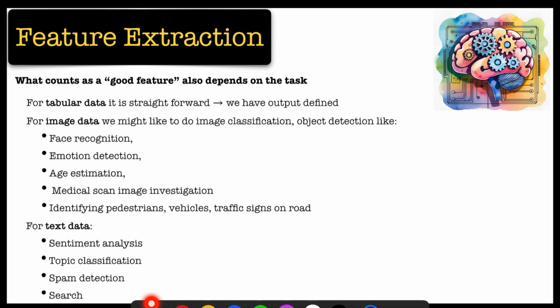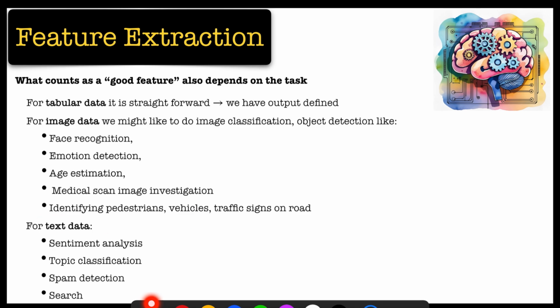For image data, we might like to do image classification, object detection like face recognition, emotion detection from the image, age estimation, medical scan image investigation. Like if we have CT scan or MRI scan images, we can try to investigate that. Identifying pedestrians, vehicles, traffic signs on the road. So for an autonomous vehicle, it can try to identify the pedestrians, vehicles, traffic signs, etc.